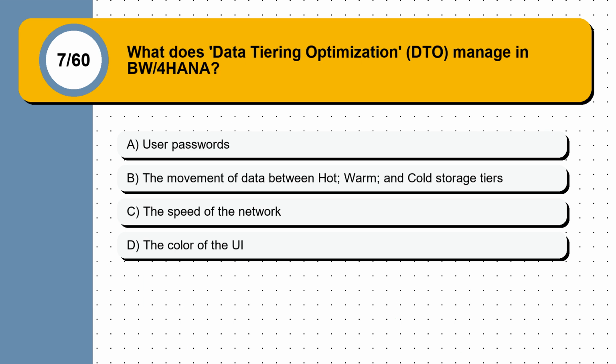Question 7. What does Data Tiering Optimization, DTO, manage in BW/4HANA? Option A, user passwords. Option B, the movement of data between hot, warm, and cold storage tiers. Option C, the speed of the network. Option D, the color of the UI.